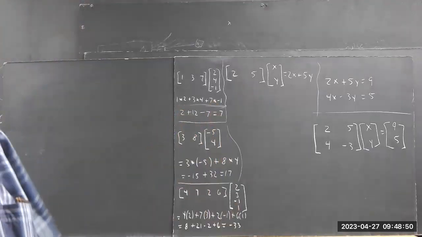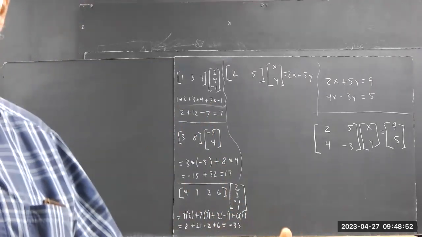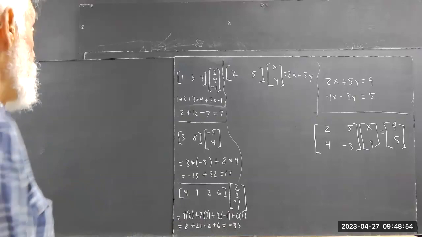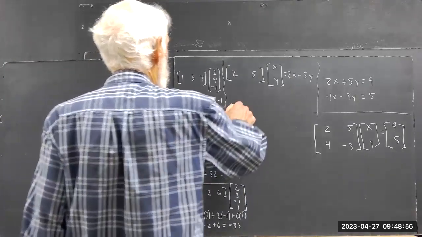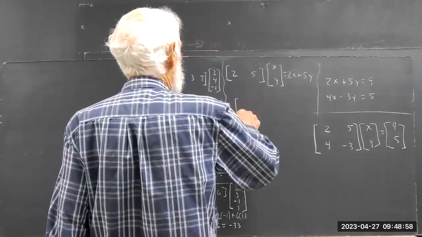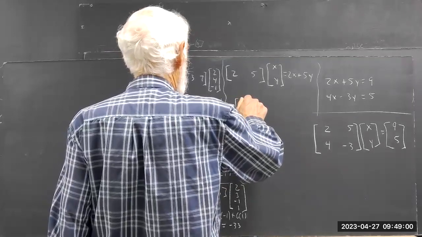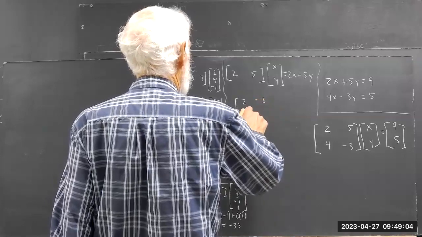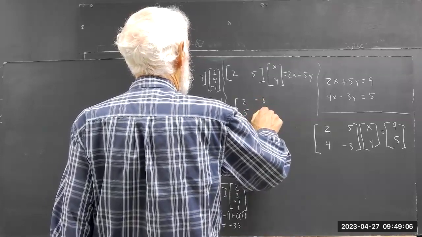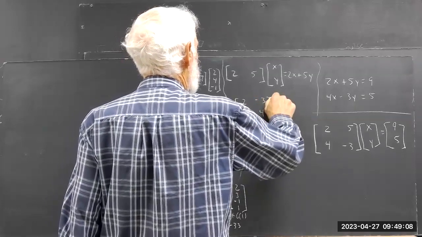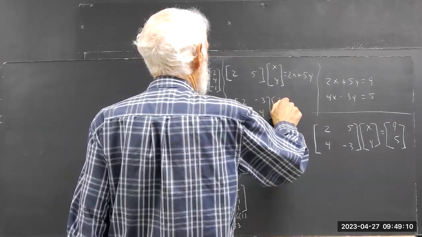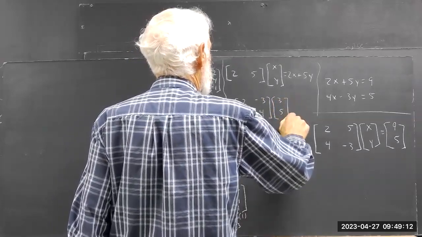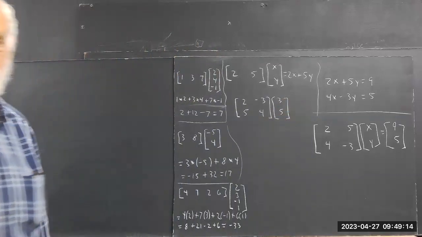Okay, so that's simple. Once you see that pattern, there's nothing to it. Okay, so let's try this one. See if you can figure out what to do. Let's say you got 2, -3, 5, 4, multiplied by 3, 5.